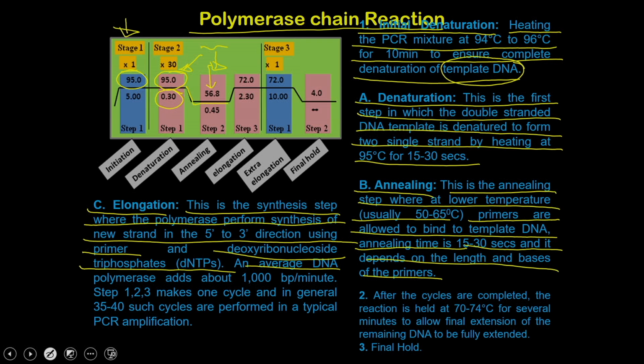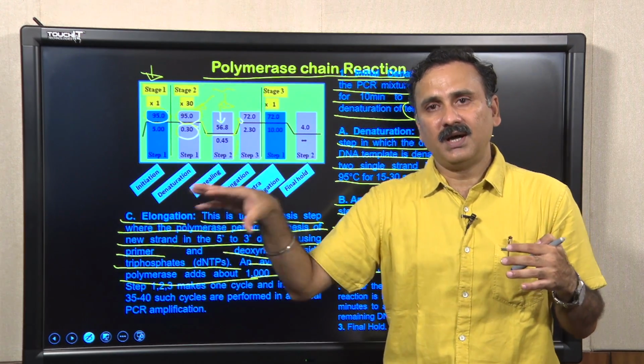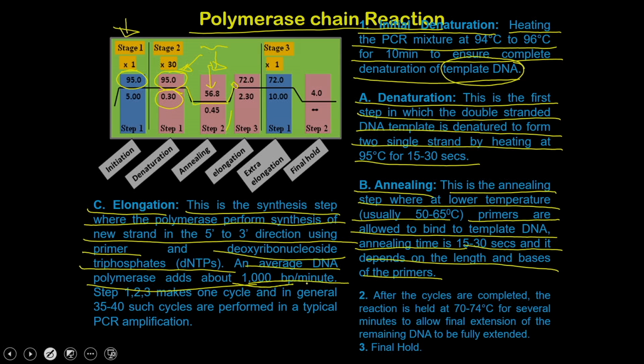An average DNA polymerase adds about 1000 base pairs per minute. After annealing is over and the primers have formed the complex, you again increase the temperature so that the template DNA strands do not bind to each other, and then the enzyme comes and sits onto these complexes and does the DNA synthesis. On average, 1000 base pairs are synthesized within a minute, if you supply an adequate amount of deoxynucleotides in the mixture.